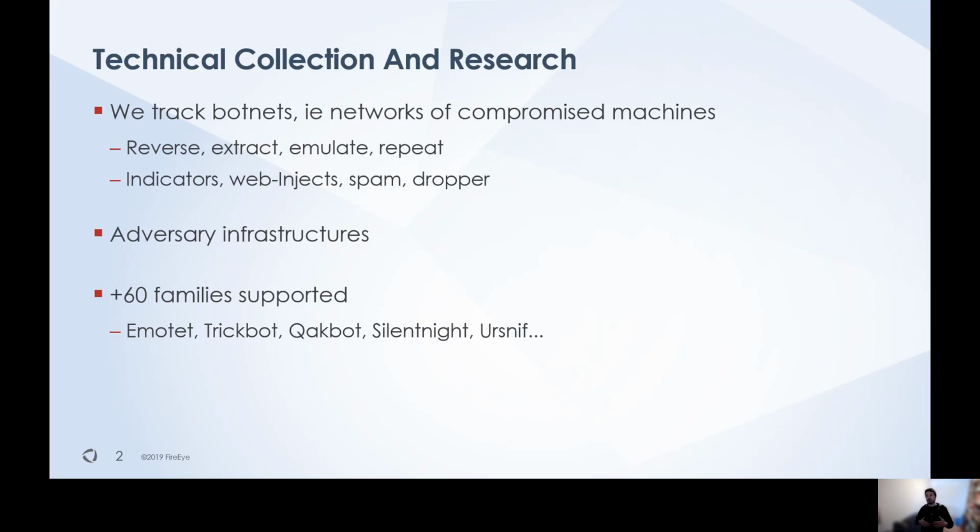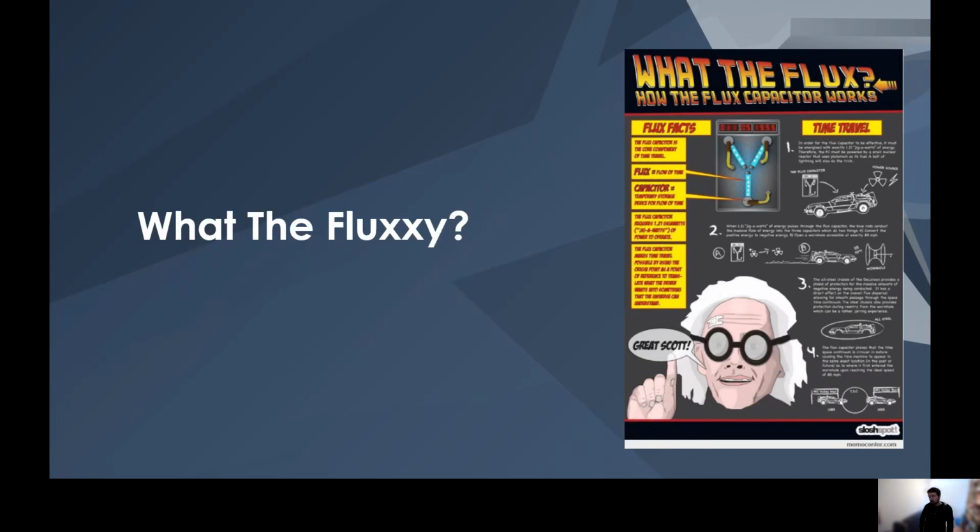Many botnets use controllers behind bulletproof hosters, and that sometimes blurs the lines between the different actors. If you can track the bulletproof hoster and the infrastructure behind it, you are able to do a better breakdown over the different actors within the different botnets. To do that, we support about 60 families. The most famous ones are Emotet, Trickbot, Catbot, Selenite. So yeah, about 60.